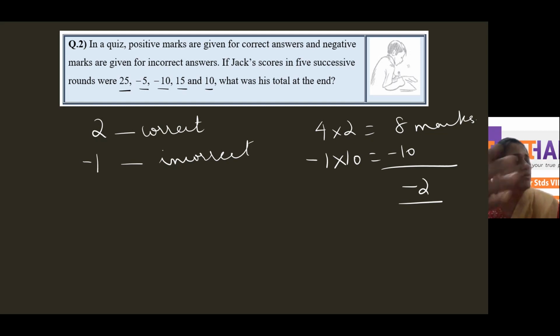Someone has conducted 5 rounds of a test. Successive means one after the other. So if Jack scores in 5 successive rounds: 25 marks in one round, -5 marks in the next round, -10 in the next, 15, and then 10. What was his total at the end?